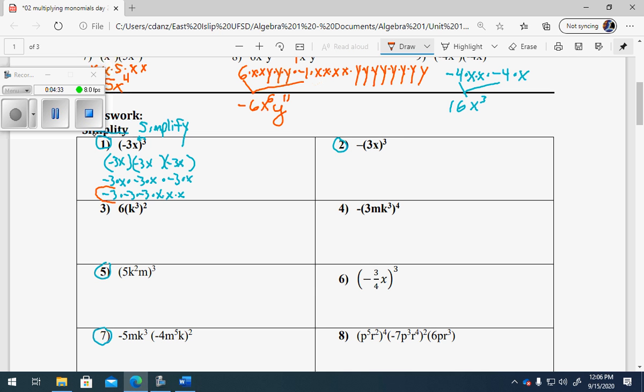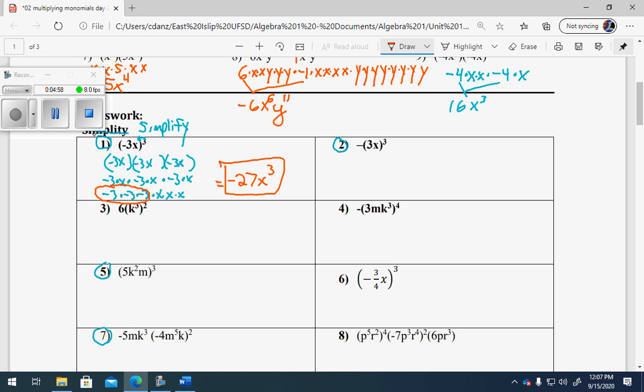-3 times -3 is 9, and 9 times -3 gives me a -27, and then x is being used as a factor 3 times. So my final answer is -27 x to the 3rd. Now, this is a different problem. It does happen to have the same answer, though.